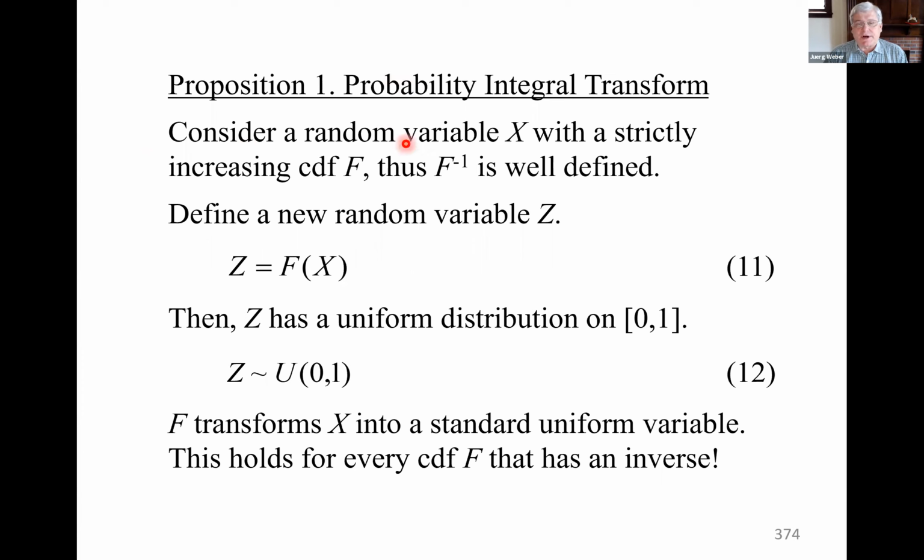So let's consider a random variable, that's what we have on the lower axis, with a strictly increasing cumulative distribution function. So we will have an inverse. That's important here. So we must have a well-defined inverse. And we only have that if the CDF is actually strictly increasing. So define a new random variable Z. Now this Z is just a value of the CDF, which is what we had on the upper axis in the graph before.